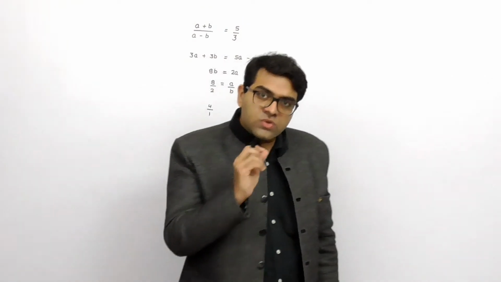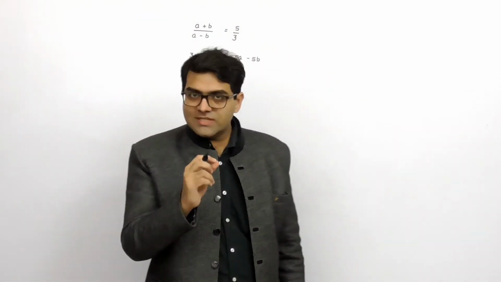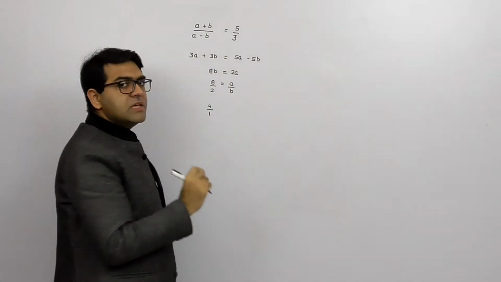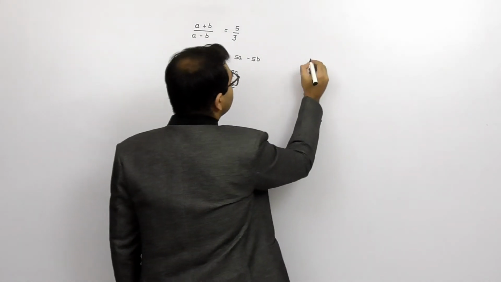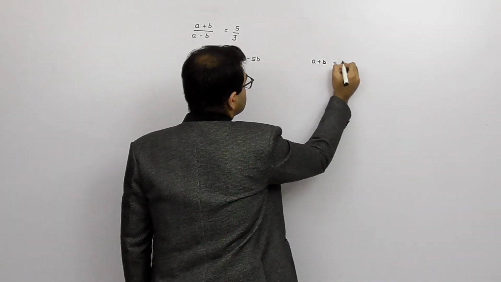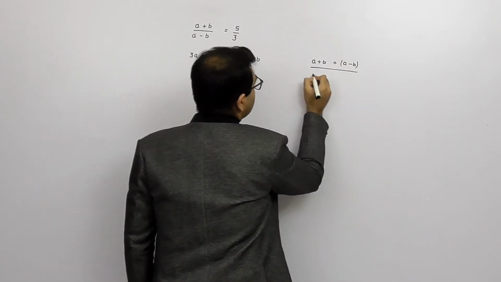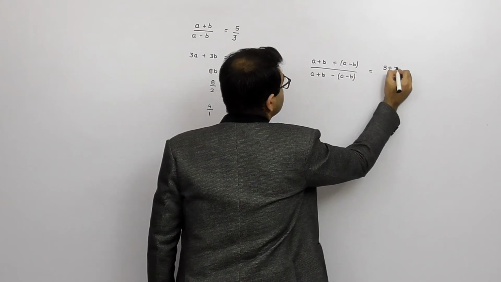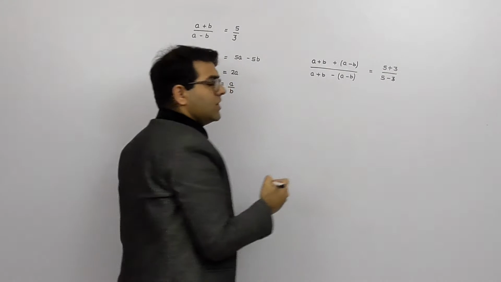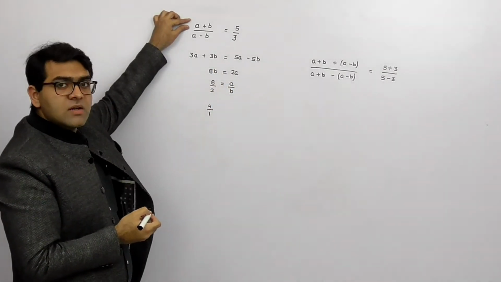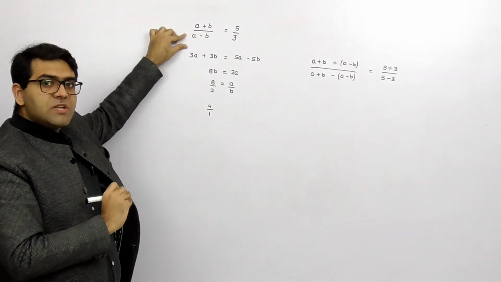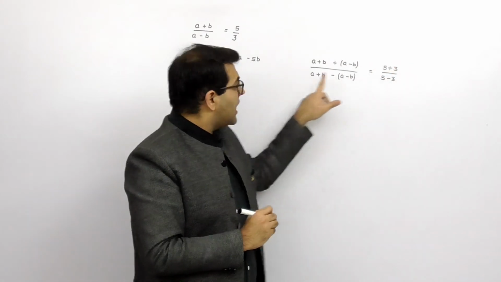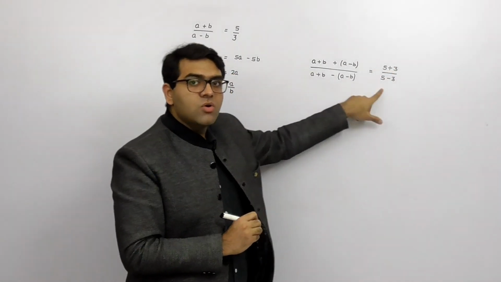However, if you know the concept of componendo and dividendo, this question becomes almost oral. How? If (a+b)/(a-b) equals 5/3, on applying componendo and dividendo, what I'm going to get is ((a+b)+(a-b))/((a+b)-(a-b)), and that would be equivalent to (5+3)/(5-3). What we are basically doing here is taking the numerator and denominator into consideration. On the application of componendo and dividendo, the new numerator becomes numerator plus denominator on both sides, and the new denominator becomes numerator minus denominator on both sides.